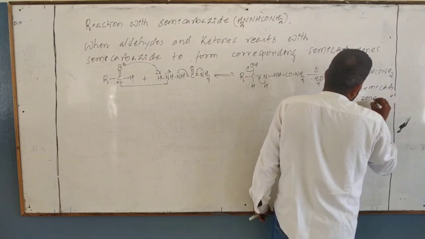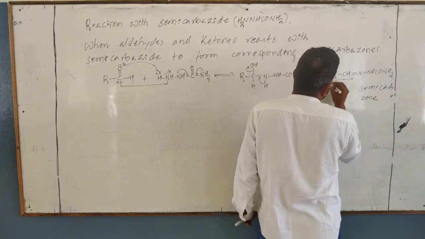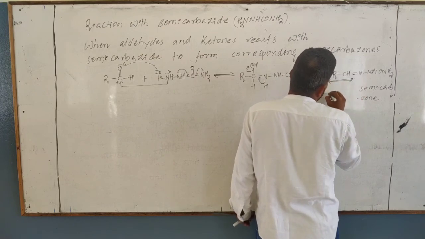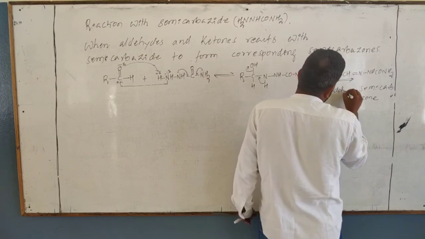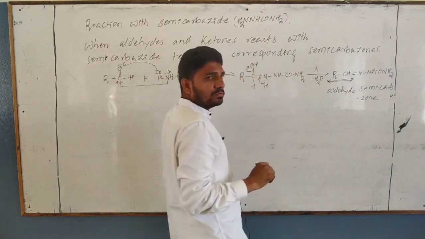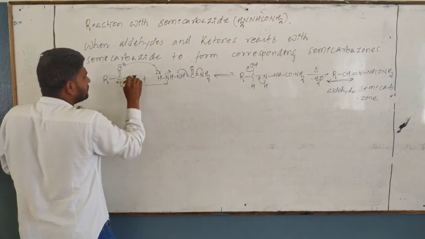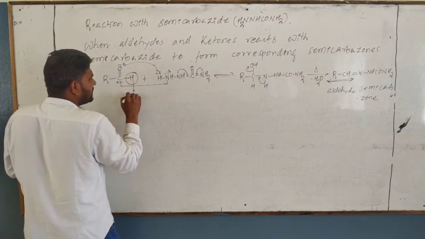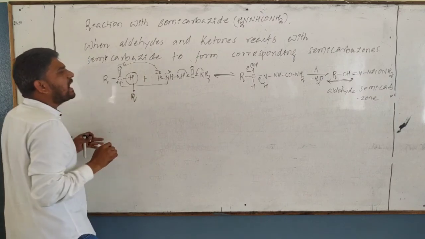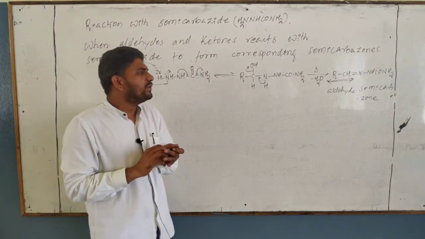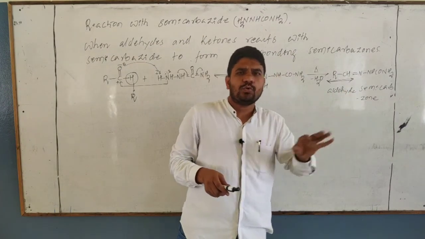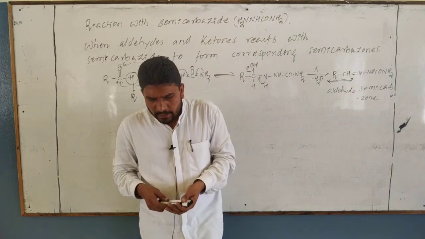Semicarbazone. But this is obtained from an aldehyde. How is this obtained? By aldehyde. That's why this is known as aldehyde semicarbazone. You can write down the same thing with what? Ketone, by replacing just H by R. Understood? It forms a ketone semicarbazone. Okay.